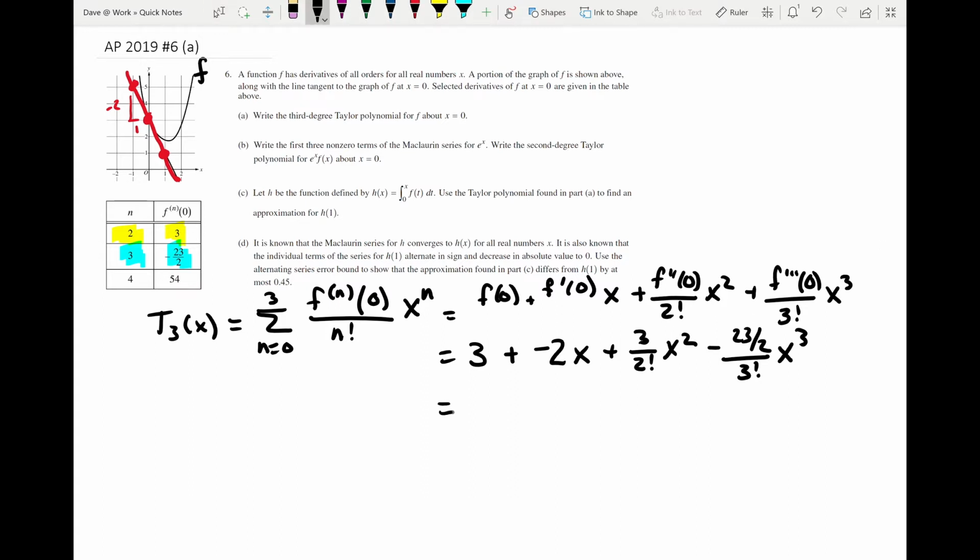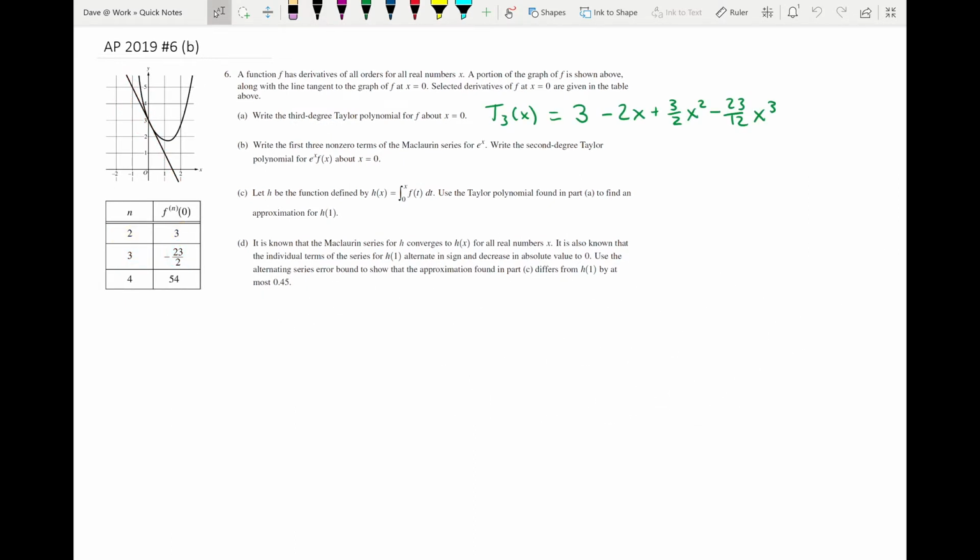to rewrite it, and you can rewrite it successfully, then go 3 minus 2x. Remember that 2 factorial is 2, so that would be plus 3 halves x squared. And if 3 factorial is 6, we'll take -23 halves, multiply it by 1/6, and that will become -23/12 x cubed. If you're trying to figure out why we didn't include this part of the table, it's because, again, it specifically said it's a third degree Taylor polynomial, so we stop with the third degree.